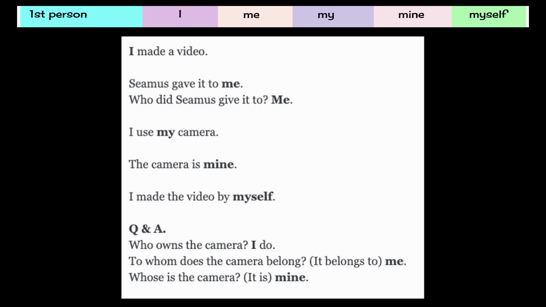Okay? And then finally, whose is the camera? Okay? And you can say mine or it is mine. Okay? And this is the possessive pronoun. Okay? So whose means to who does the camera belong. So this is also a possessive pronoun. Okay, so this indicates who owns it. So whose is the camera? The camera is mine.